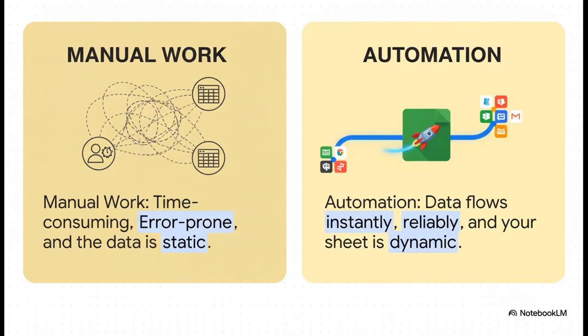So this is really the reality we're dealing with. It's like a tale of two different worlds. On one side, you've got the old manual way. It's slow, it is so incredibly prone to human error, and your data is only as up-to-date as the last time you manually copied and pasted. But on the other side, you've got automation. This is where data just flows instantly. It's reliable, and your spreadsheet becomes this living, dynamic document. That's the world we're stepping into right now.